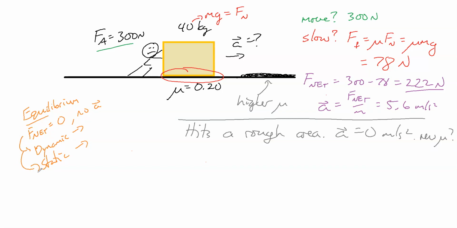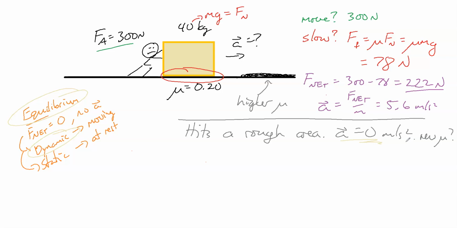That doesn't change. But with dynamic equilibrium, this is when you are moving, and static is when you are at rest. So dynamic equilibrium would be something moving with a constant speed, but the net force is 0, so there's no acceleration. For example, a car with cruise control on the highway is in dynamic equilibrium. With static equilibrium, you're just at rest, sitting there, not accelerating, not doing anything. So this box would be in dynamic equilibrium because it's hitting the rough area, it's still moving, and the acceleration is 0.